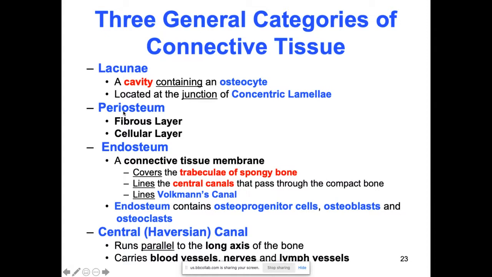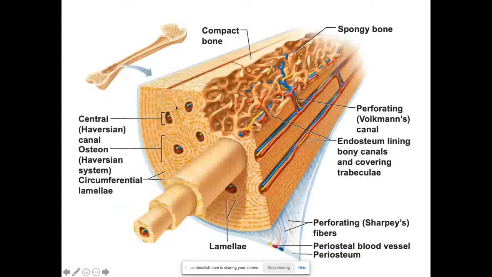Periosteum and endosteum: the outer layer of bone is periosteum. Peri is on the outside. The endosteum is the layer of bone that's on the inside. So you have periosteum on the outside, endosteum on the inside. The endosteum covers the spongy bone.